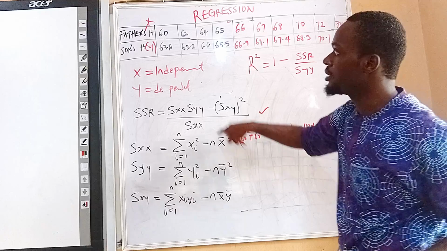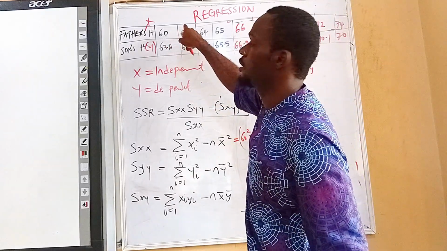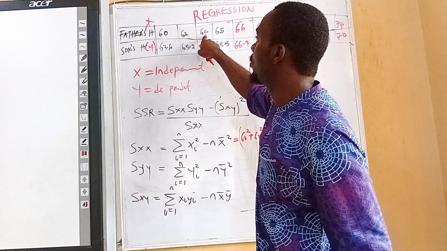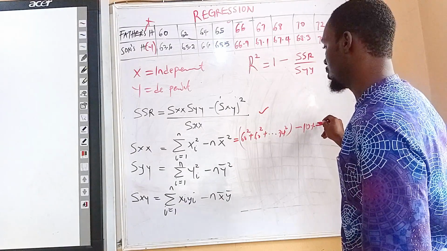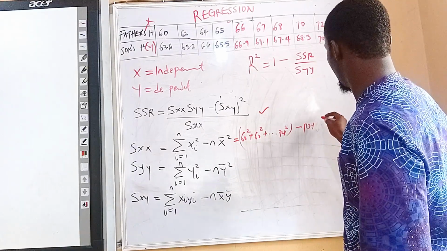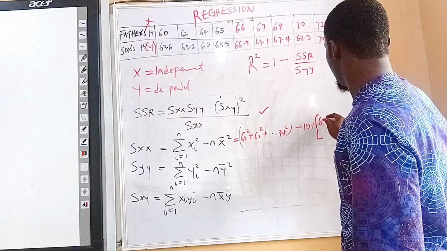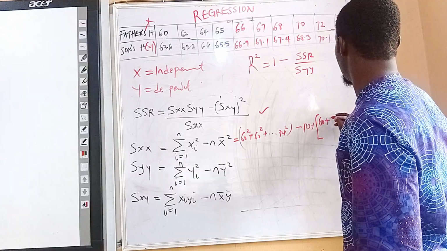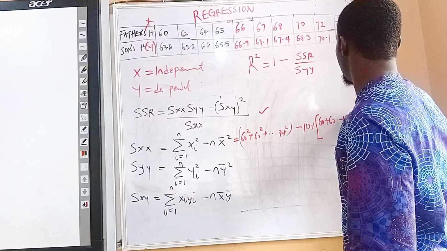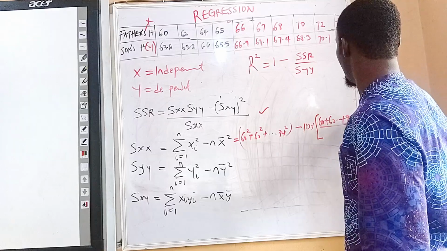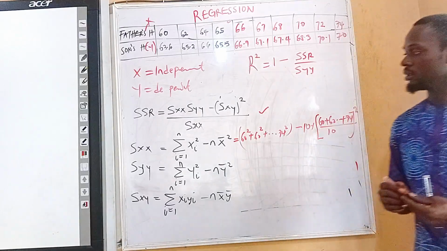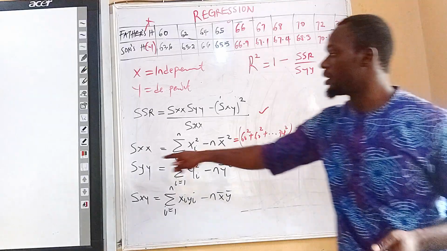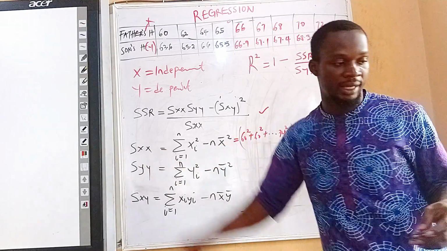This X bar is the mean. The mean of X is 60 plus 62 plus 54 till you finish, up to 74, all over 10. Then you square your answer. Anything you get is now your SXX.